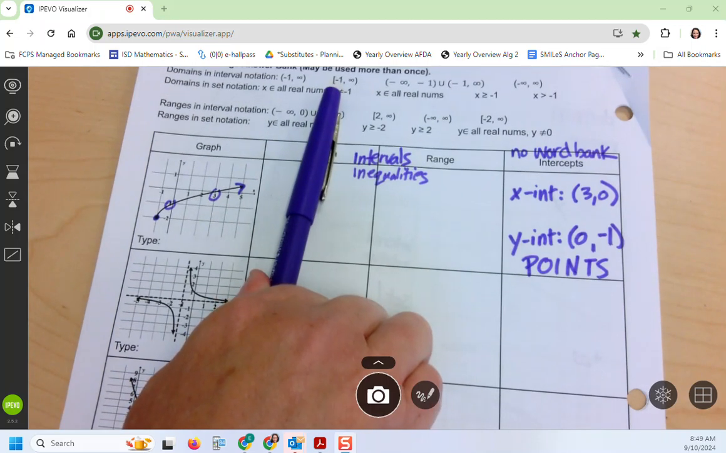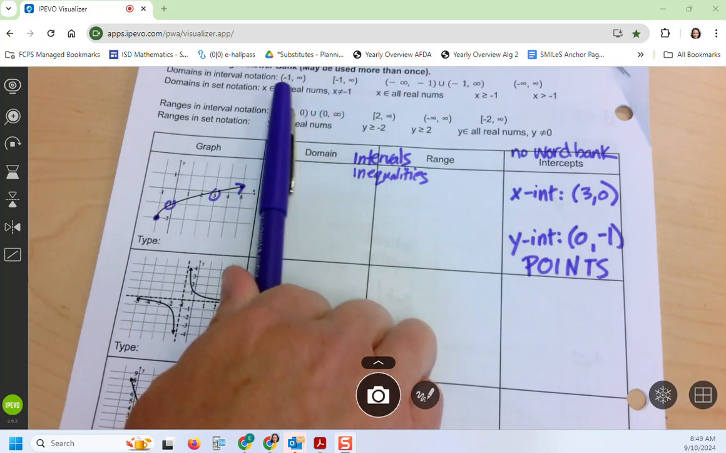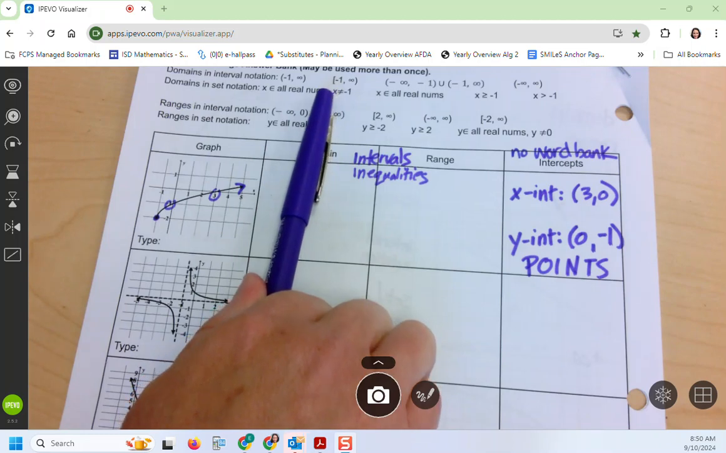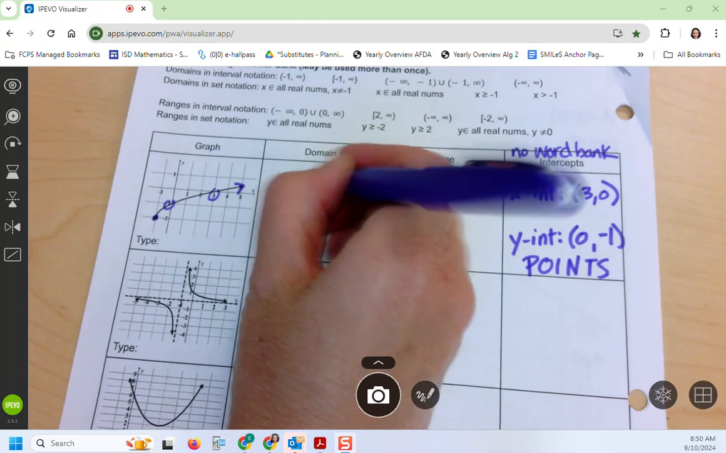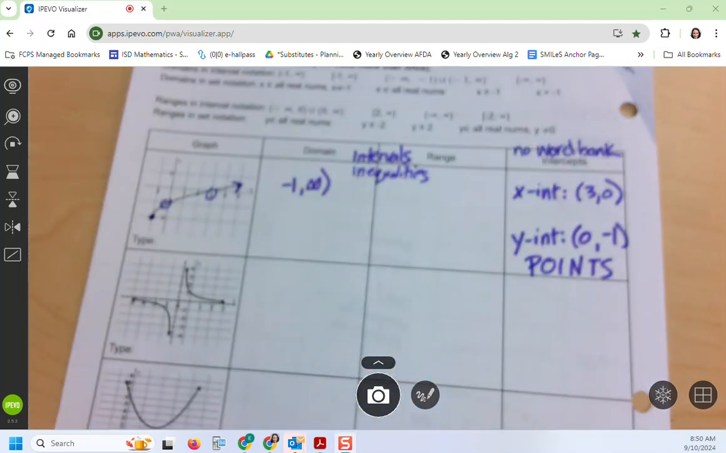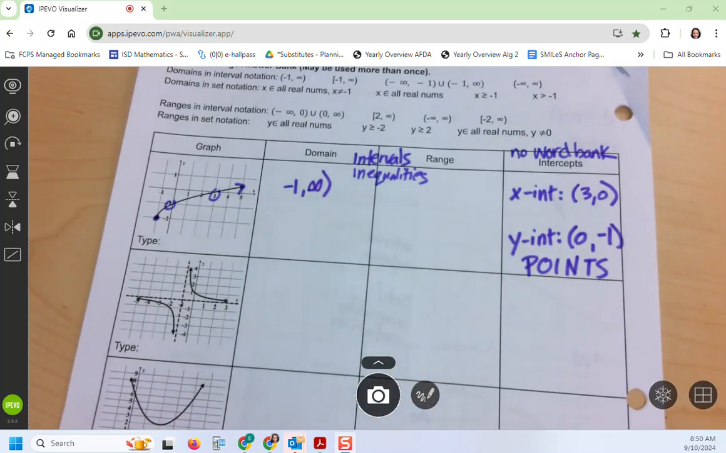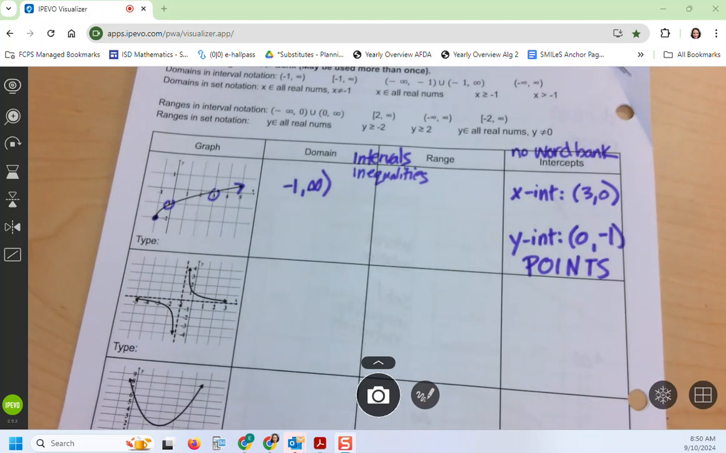So looking at my answer choices, should I use the first one or the second one? What do you guys think? Talk to your neighbors, guys. First one or second one? All right, guys, square bracket, right? Because we want to include what number? -1, good.